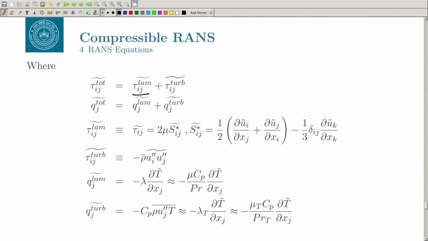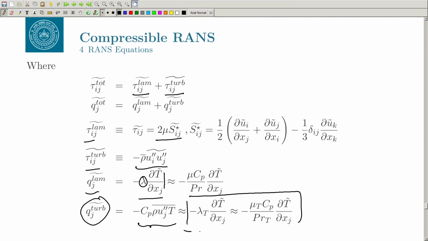Tau ij laminar here, tau ij turbulent here, and tau ij laminar is nothing but 2 mu Sij star. In case of laminar incompressible flow, it was 2 mu Sij. And tau ij turbulent is basically rho bar ui double prime uj double prime. This is the laminar heat flux, where lambda is the thermal conductivity, so lambda del T by del xj. And this is the turbulent flow, which is basically the turbulent transport of the heat, Cp rho uj double prime T, and this is the approximation to that.